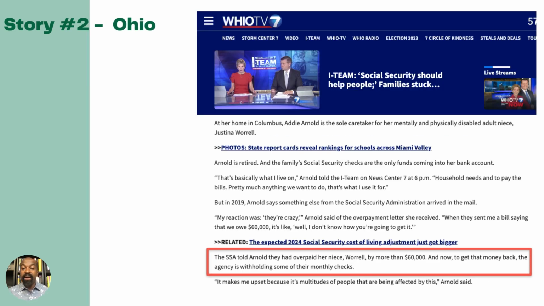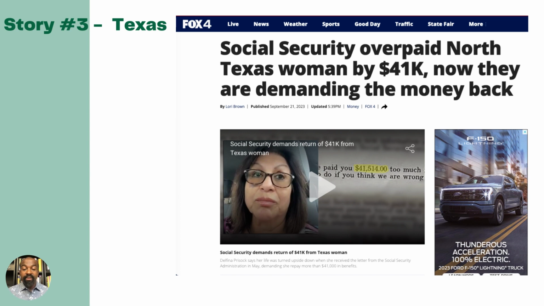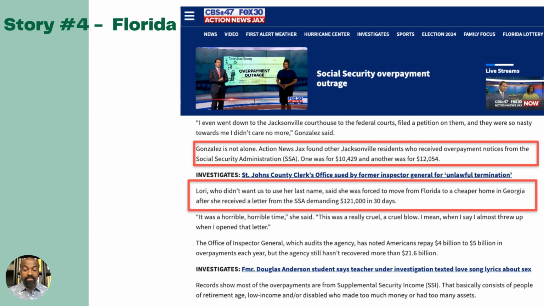The next story comes out of Ohio, where this person who was on Social Security disability received a letter that her niece, the guardian, who is receiving the benefits, was paid $60,000 in overpayments. So $60,000 that needs to be paid in 30 days. Another story out of Texas, this woman received a letter where she owed $41,514 in overpayment that she needs to pay back in 30 days or face the consequences of getting all or part of her benefits garnished.